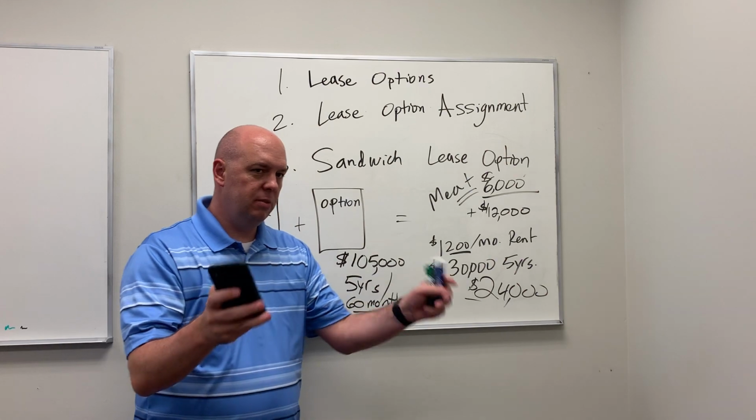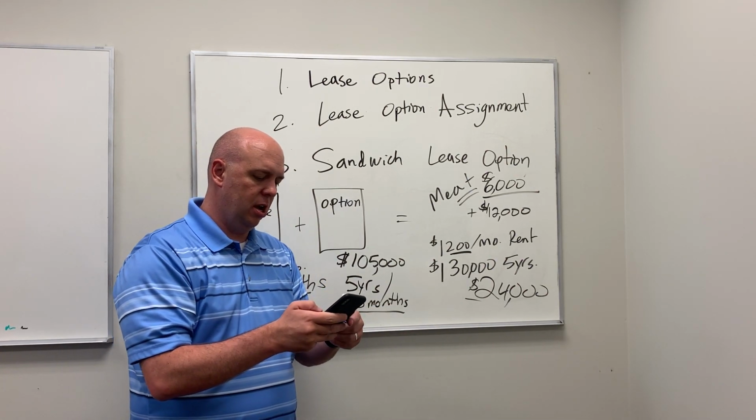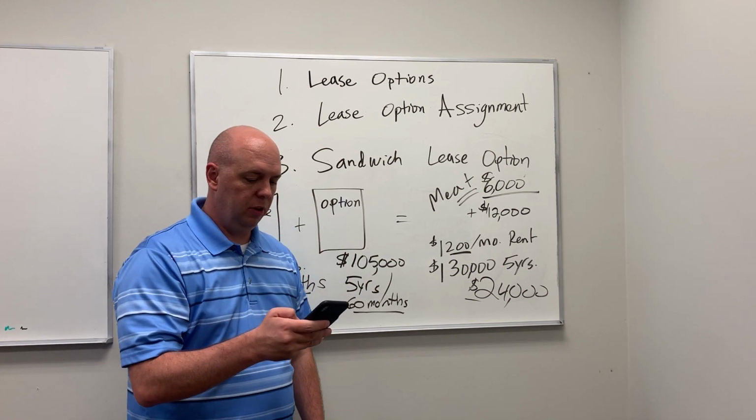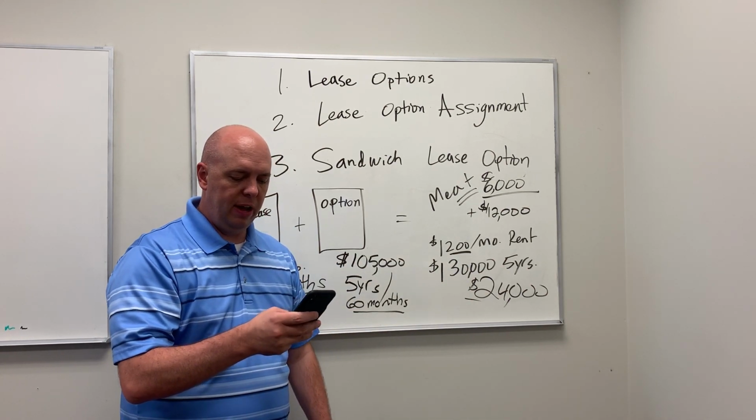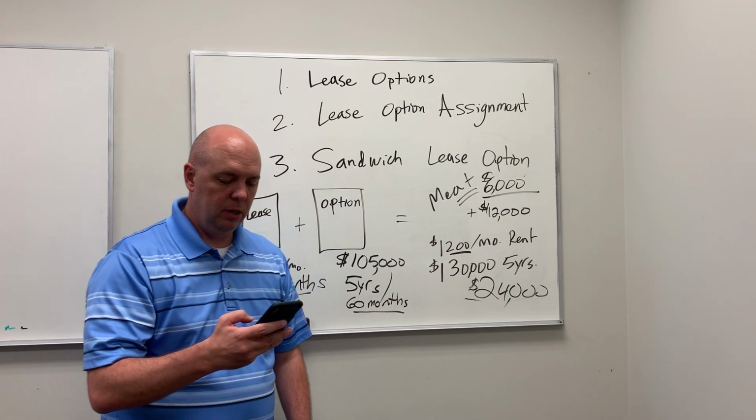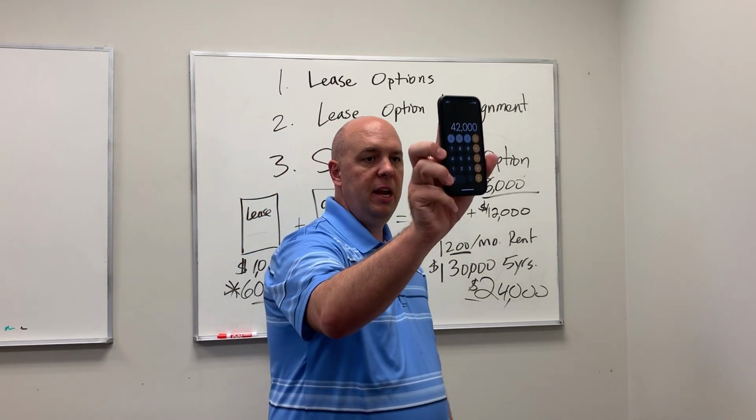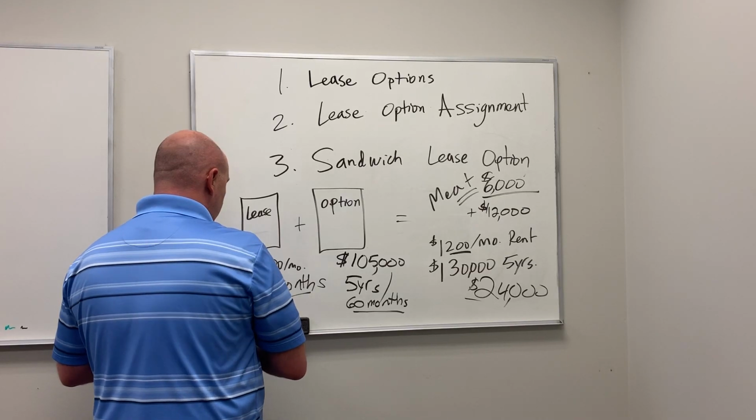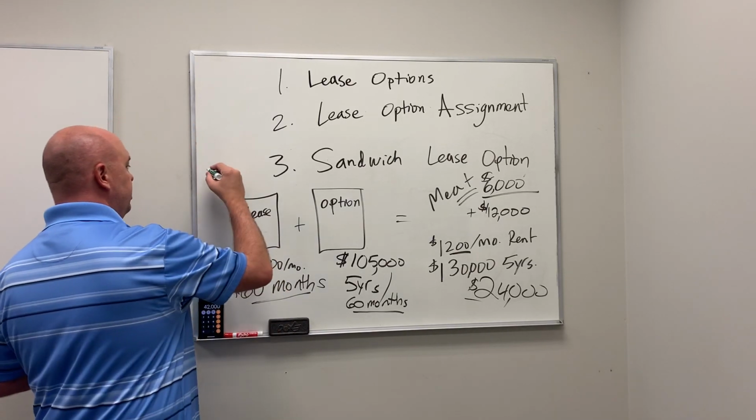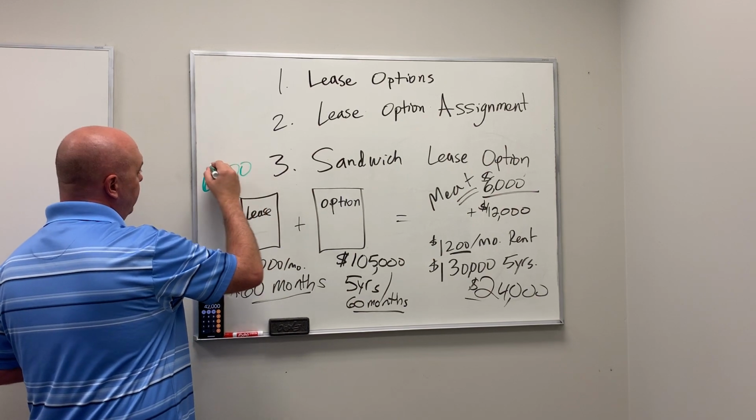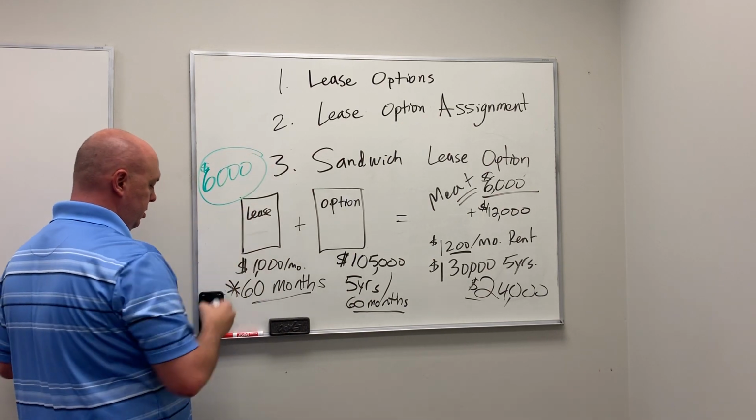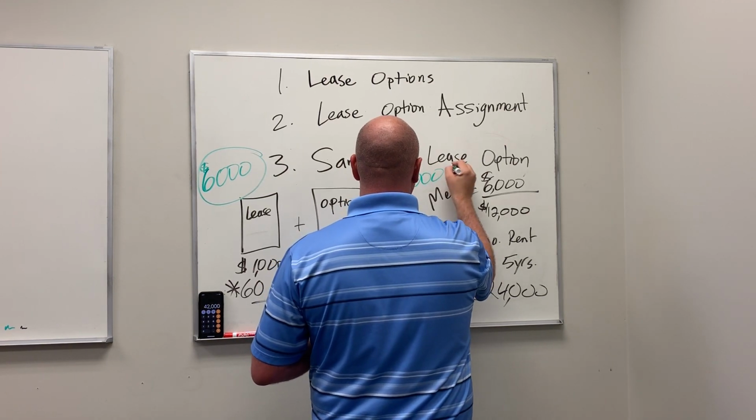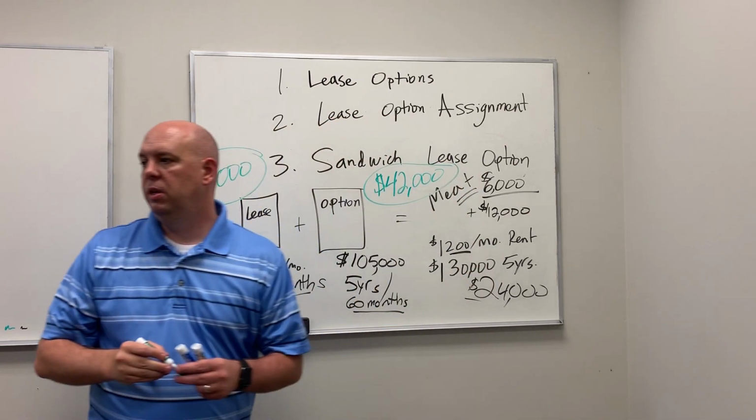Okay, so let's just add this all together. So we get our $6,000 up front, plus our $12,000 monthly cash flow, plus our $24,000 back-end profit. Okay, now we just made $42,000. Now a regular potential $6,000 deal is all you had at first, but now you're making $42,000. What do you think about that?